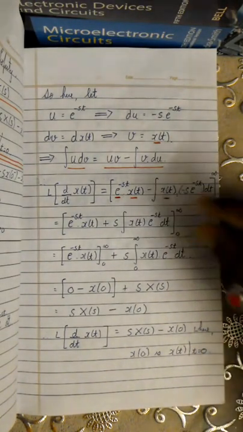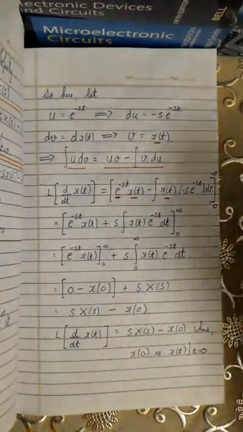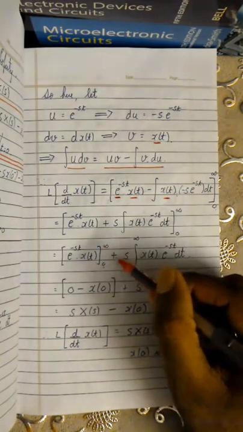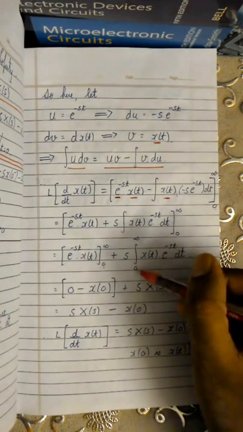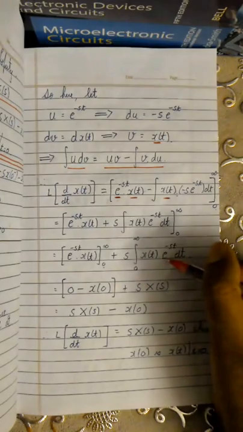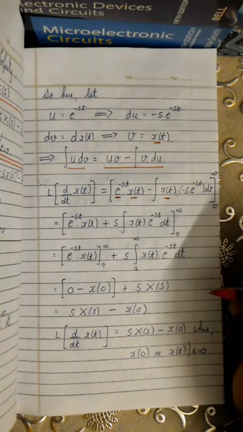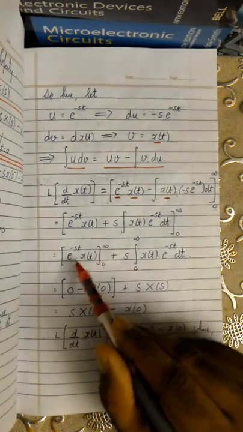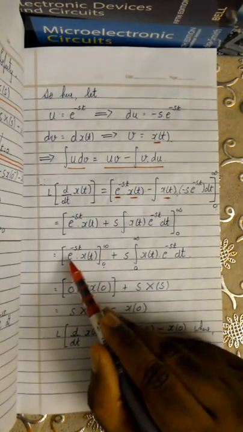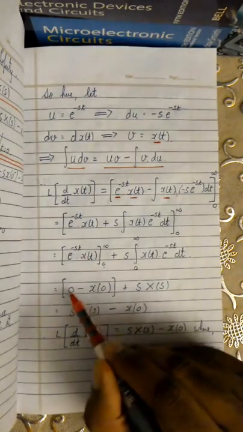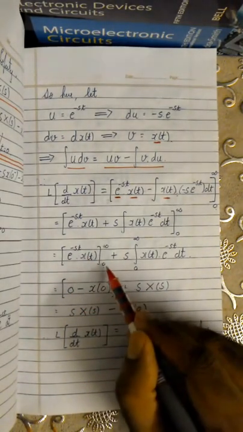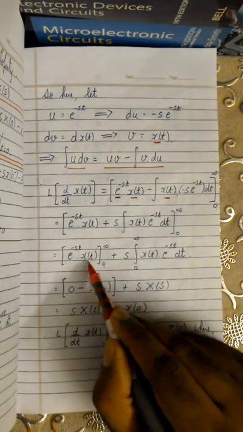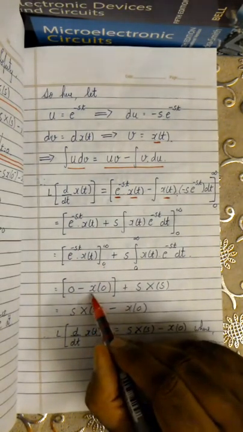Now I'm going to apply my limit inside the square bracket. So this will become e raised to minus st x of t from 0 to infinity plus s into the integral from 0 to infinity of x of t e raised to minus st dt. Now if I substitute the values, when t becomes infinity, it becomes e raised to minus infinity, which is 0. So this will become 0 minus, and here if I put 0, it will become e raised to 0 into x of 0. E raised to 0 is 1, so you will get x of 0.